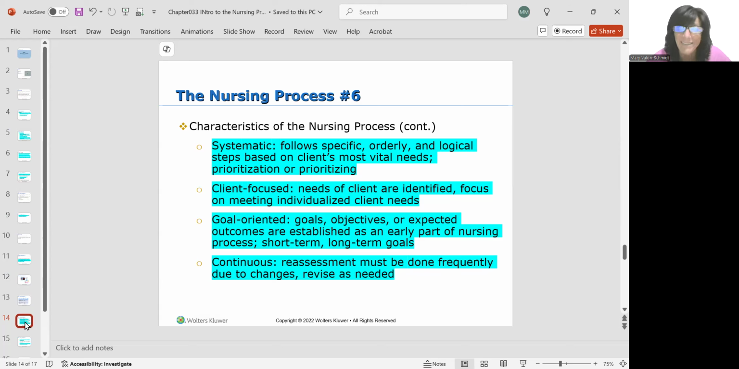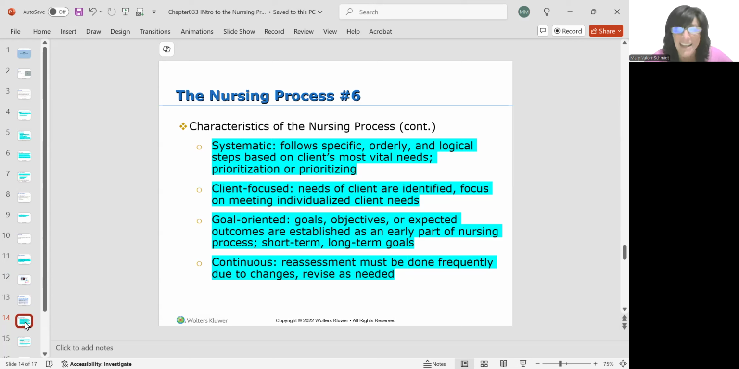Always goal oriented, measurable. Okay. Your goals, objectives, or expected outcomes, what you hope will happen or hope won't happen, have to be measurable. So if you hope that the patient will not develop compromised skin integrity, then you have to attach a time frame to it. Say within 48 hours. For the next 48 hours, their skin will remain intact. It's a measurable goal. And then it's continuous, the nursing process.